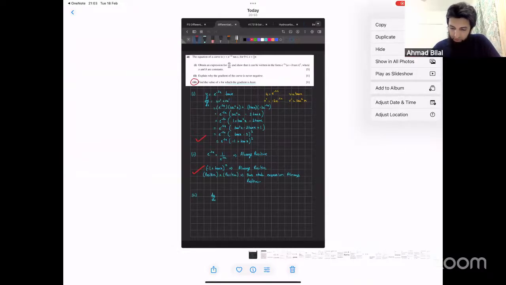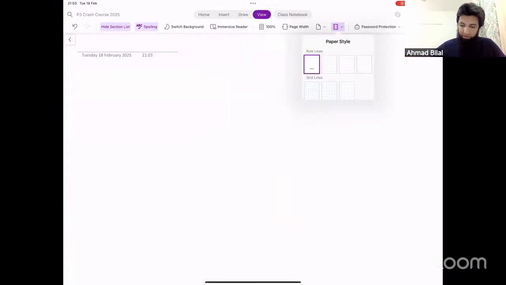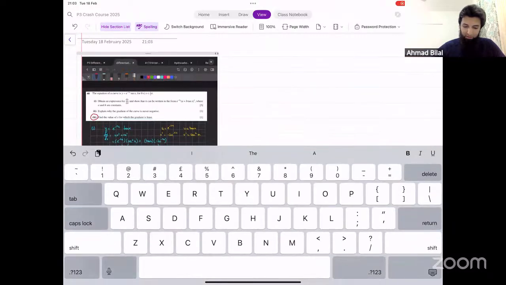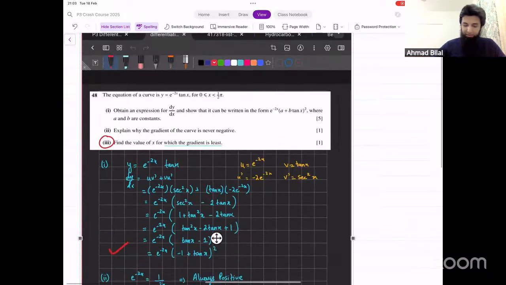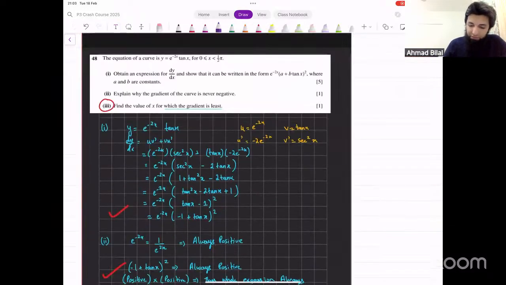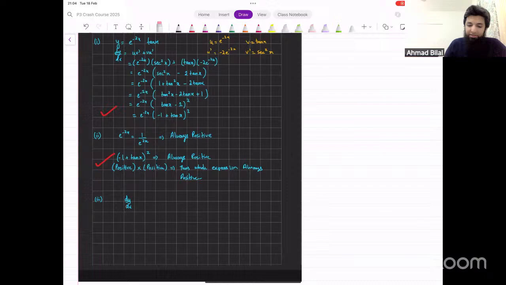ओके, नाउ दिस इज अ गुड क्वेश्चन। ये उसी तरह से नॉर्मल वाला क्वेश्चन क्या है ना, आपने क्वेश्चन स्टेटमेंट को समझना है, वो क्या बात कर रहा है। उसने कहा है find the value of x for which the gradient is least. We are not looking for the minimum value of the function, we are looking for the minimum point of the gradient. Right now, what's the gradient? dy over dx that you found here, this represents the gradient.